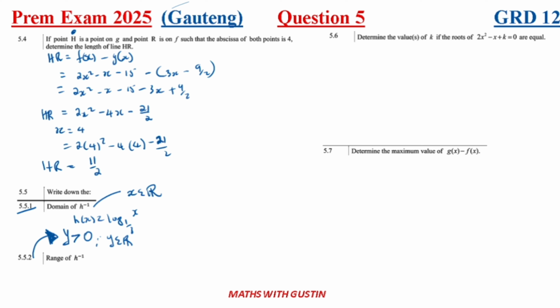I hope you guys are following. If you're not following, please let me know on the comment section below. Now let's move on to 5.6. 5.6 says determine the values of k if the roots of 2x squared minus x plus k is equal to 0.